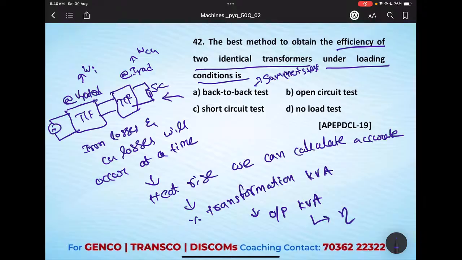In Sumpner's test, what are we going to do? We are going to conduct both the open circuit and short circuit tests at a time. So it leads to calculation of iron loss and copper loss at a time. It leads to heat rise, thereby output kVA is accurately estimated and efficiency is most accurate. So our option will be A.